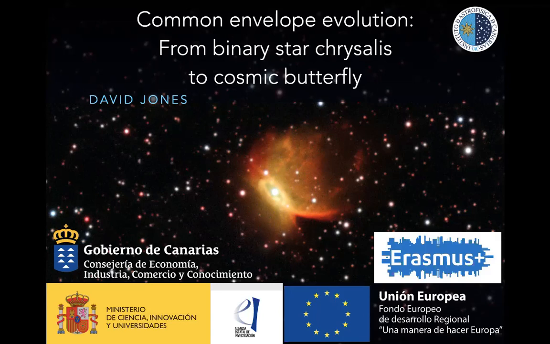So I'm going to talk today mainly about a phase of binary stellar evolution known as the common envelope, and how we can begin to understand that a little bit using these beautiful objects known as planetary nebulae. I've used this fairly flouncy title, binary star chrysalis, because you'll see that the common envelope is a little bit like a chrysalis, through to cosmic butterflies, which is a very popular moniker for planetary nebulae. As you can see, they do look a little bit like butterflies in space.